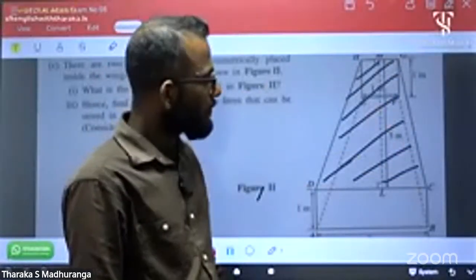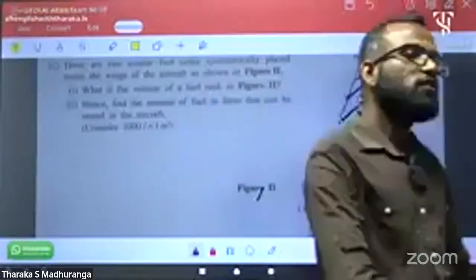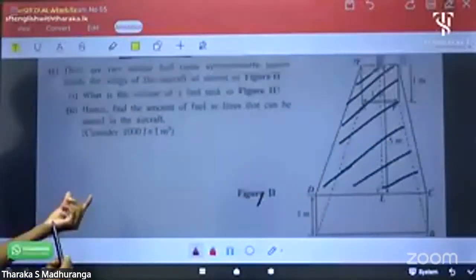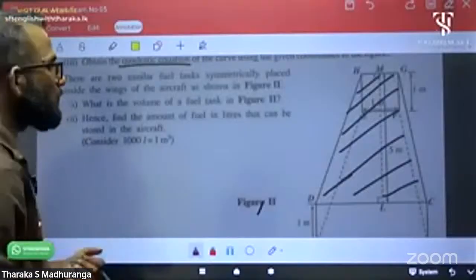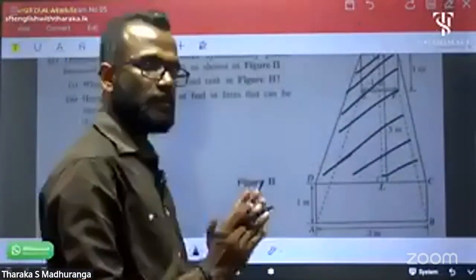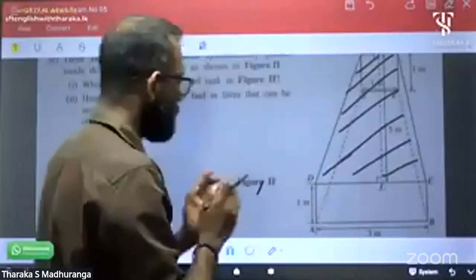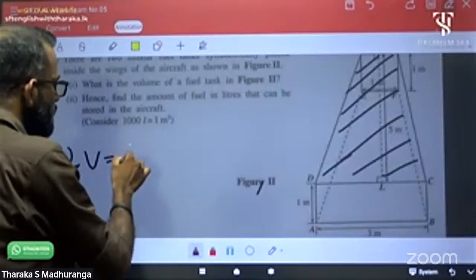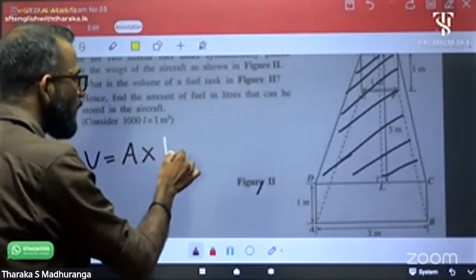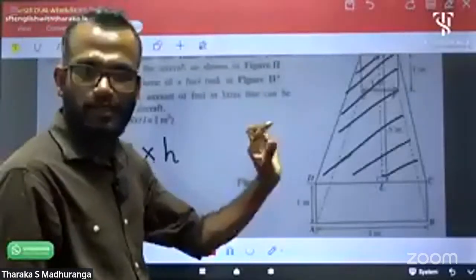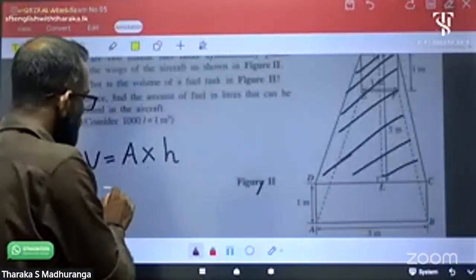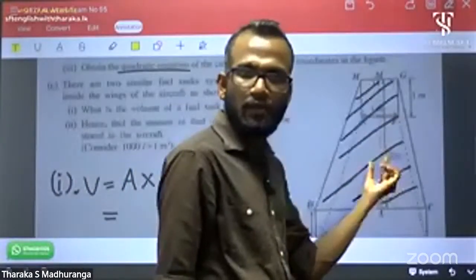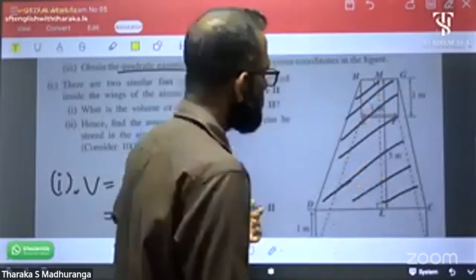Now, if it is a uniform cross-section object, you can calculate the volume. You know how to get the volume of a uniform cross-section object? Volume equals uniform cross-section area multiplied by the uniform height. Okay, what is the uniform cross-section? It is a trapezium, right?